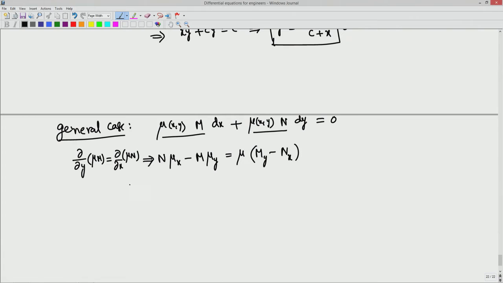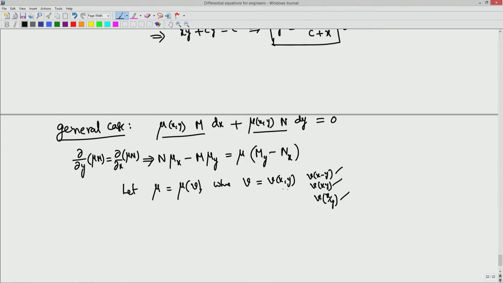Now I look for mu as a function of x, y. It's not any general x, y. Let mu be a function of some v, where v is a function of x, y but of a specific form. This I can choose, like v as v of x minus y, v of xy, v of x by y. These kinds of specific forms I can choose.